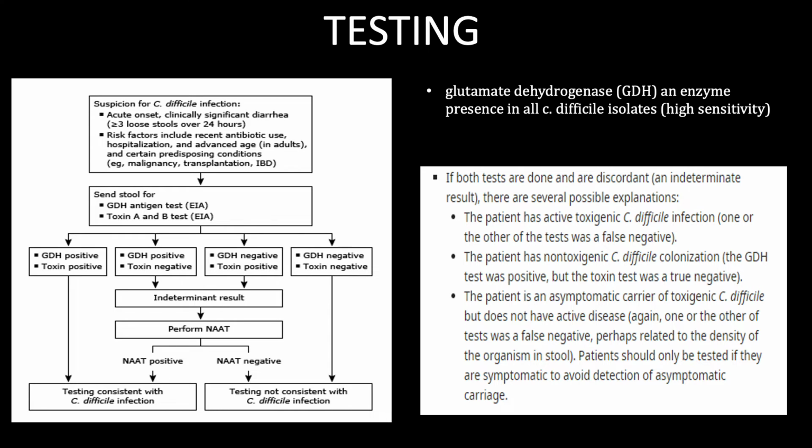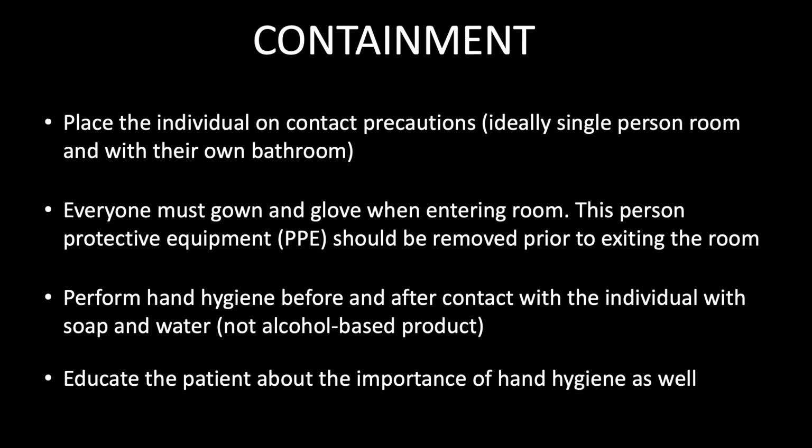To summarize, when testing for C. diff, you want to order at least 2 different tests: the GDH, the ELISA toxins, or the PCR test. Please check with your facility about available testing, as some facilities have reflex testing that's already built into their orders. If suspicion is high, you can go ahead and place precautions on the patient prior to the test results.